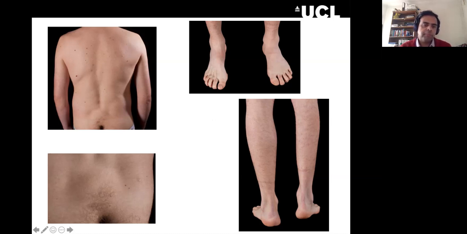His only presentation, for the very first time in his 20s, was voiding dysfunction and retention, and he had not reported any other sort of complaints. So he went through life till then with two different shoe sizes and didn't think that it was anything significant. It's only when he had his bladder problems that he came to medical attention.